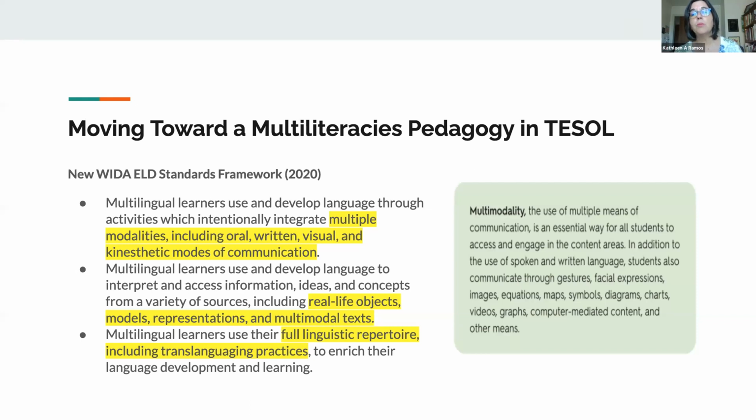I think the green box really sums it up nicely, this idea that's embedded in content and language and literacy integrated instruction, that multimodality, or the use of multiple means of communication, is an essential way for all students to access and engage in the content areas or the disciplines of school. In addition to the use of spoken and written language, students also communicate through gestures, facial expressions, images, equations, maps, symbols, diagrams, charts, videos, graphs, computer-mediated content, and other means.